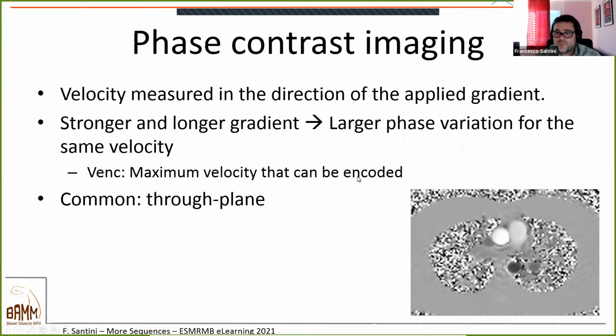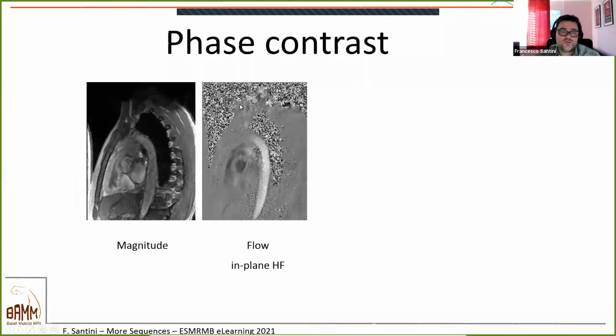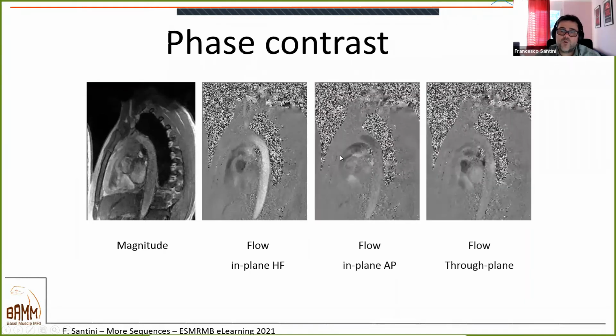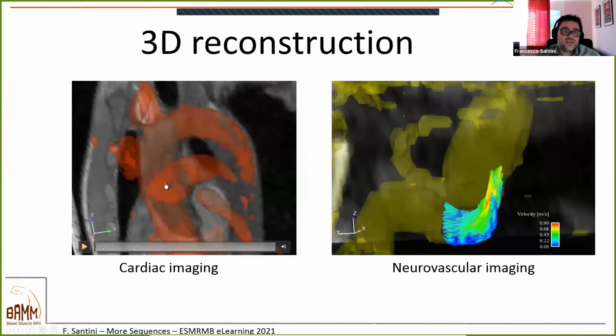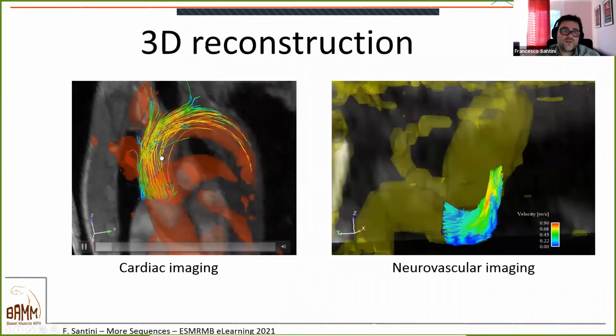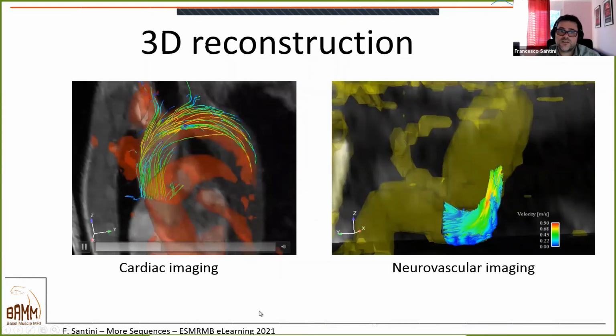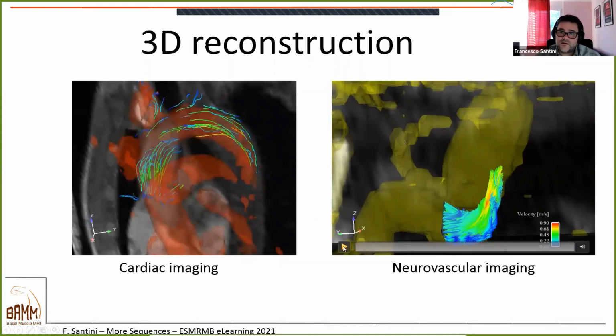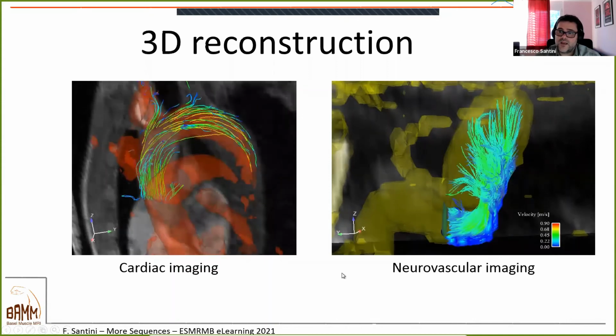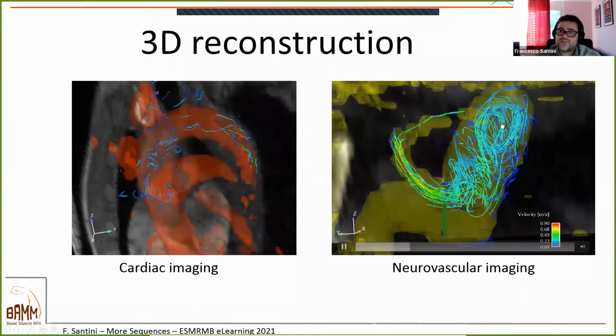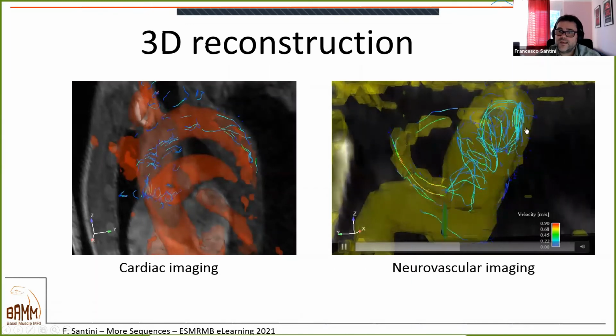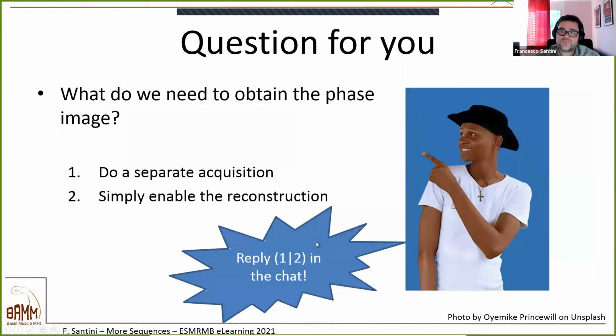So through plane is the common acquisition, but we can also do more complex acquisitions than through plane. For example, we can acquire in-plane flow, and we can even acquire 3-dimensional flow. So we can acquire flow in all 3 spatial dimensions. And then we obtain images like this, where we can reconstruct the flow in 3 dimensions. For example, here it's in the aorta. And here, instead, we have the flow inside a brain aneurysm. And we see that we can highlight these very complex flow patterns because we can really capture the velocity in all dimensions.